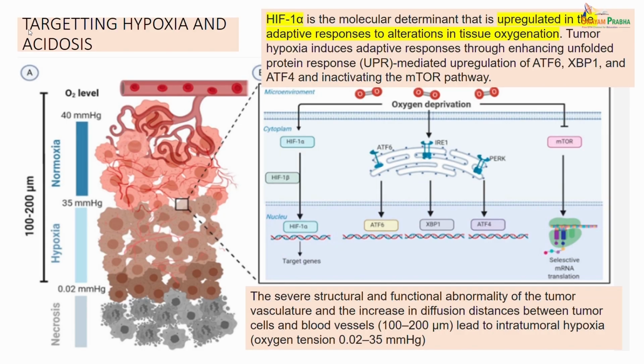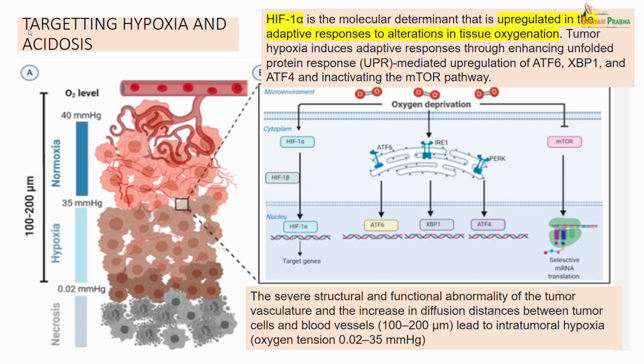Now, after targeting the ECM using the ARBs and the heparinase inhibitors, let's move to targeting hypoxia and acidosis. The figure here shows the oxygen level. The normoxia regions are from 45 mm Hg to 35 mm Hg. The hypoxia region is from 0.02 mm Hg to 35 mm Hg in a tissue section of 100 to 200 micrometers. Below 0.02 mm Hg will be the necrotic region.